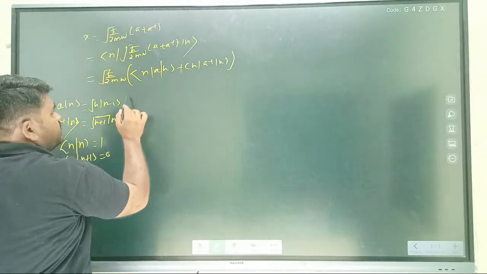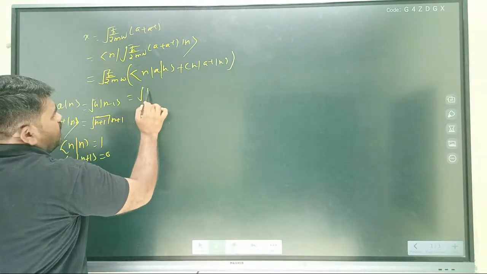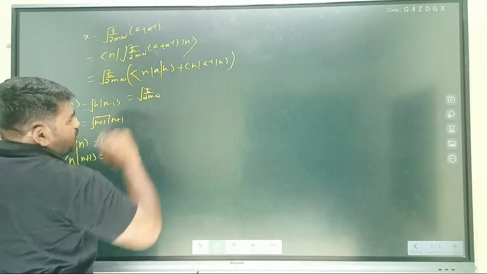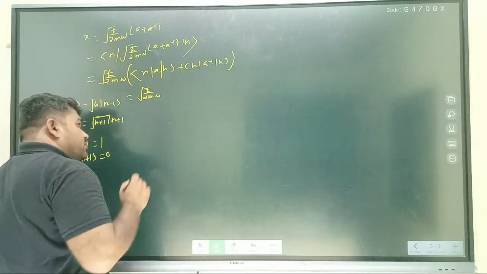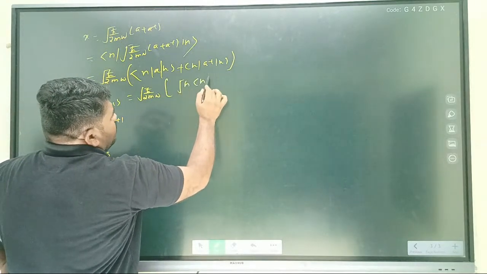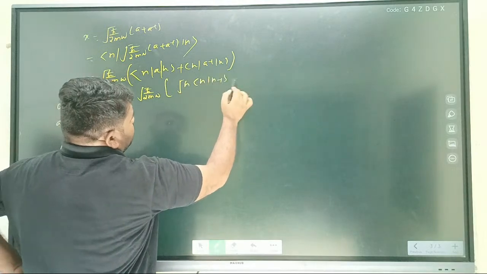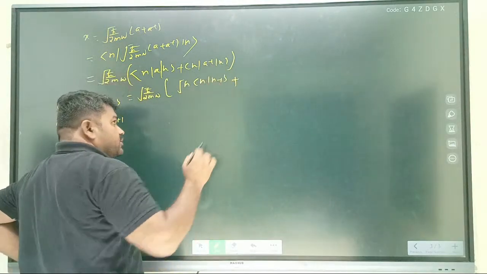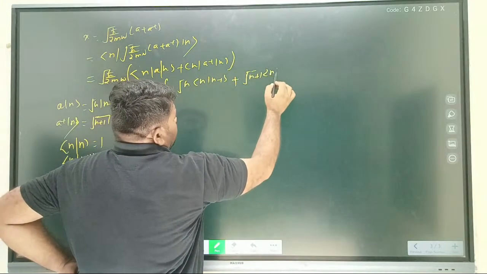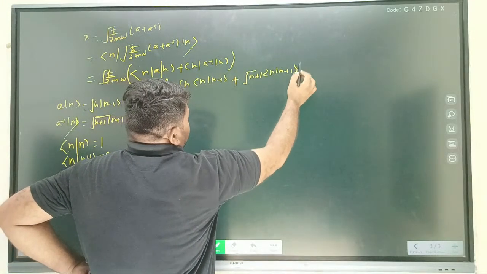A operates on this state. What happens? H cross upon 2m omega. A operates on this one, the state decreases by 1, and we get some eigenvalue. What is the eigenvalue? Root n minus 1 for the first one. And for the second one, a dagger operates on this one, we get root n plus 1, the state increases by 1. And here we get n into n plus 1. Clear?